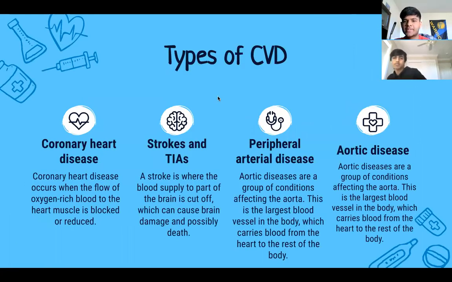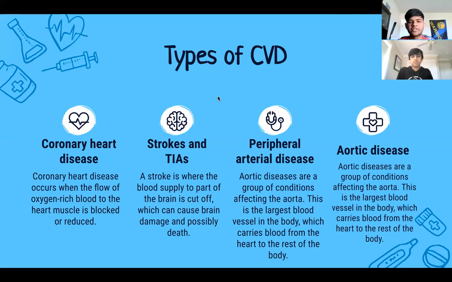So just to go over a few types of CVD, I'm sure many of you know that there are many different types of CVDs, but four of the main types are described below in our slideshow right over here. So on the far left, you can take a look. We have coronary heart disease, which occurs when the flow of oxygen-rich blood to the heart muscle is blocked or reduced. This puts an increased strain on the heart and can lead to three things. It can lead to angina, which is chest pain caused by restricted blood flow to the heart muscle. It can cause heart attacks, where the blood flow to the heart muscle is suddenly blocked, and it can even cause heart failure, where the heart is unable to pump blood around the body properly.